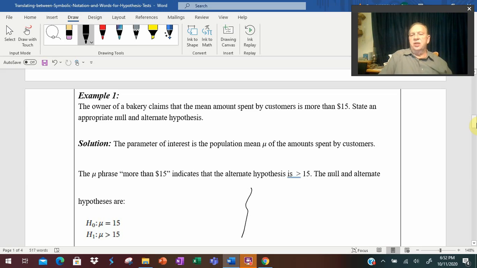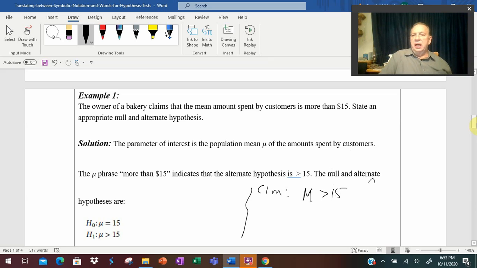There's a 50-50 textbook on how you write this, but I like the math version better, and I'll tell you why. So I'm going to have a claim. Let's write the claim first. The owner of a bakery claims that the mean amount spent by all customers is more than $15. At least $15 would include the 15, right? It would be greater than or equal.